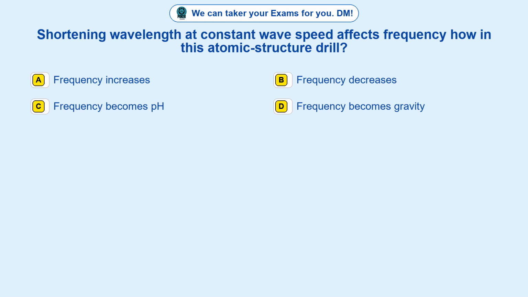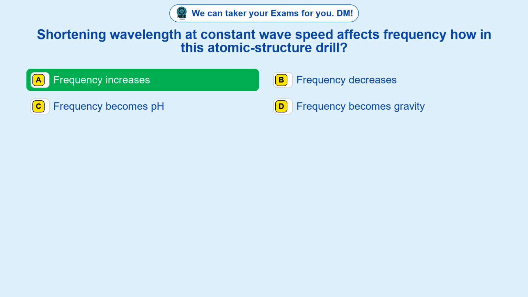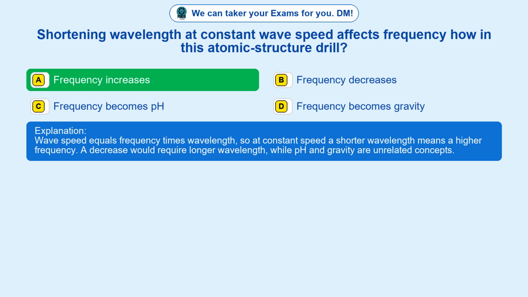Question 68. Shortening wavelength at constant wave speed affects frequency how in this atomic structure drill? Option A, frequency increases. Option B, frequency decreases. Option C, frequency becomes pH. Option D, frequency becomes gravity. The correct answer is option A. Frequency increases. Wave speed equals frequency times wavelength, so at constant speed a shorter wavelength means a higher frequency. A decrease would require longer wavelength, while pH and gravity are unrelated concepts.